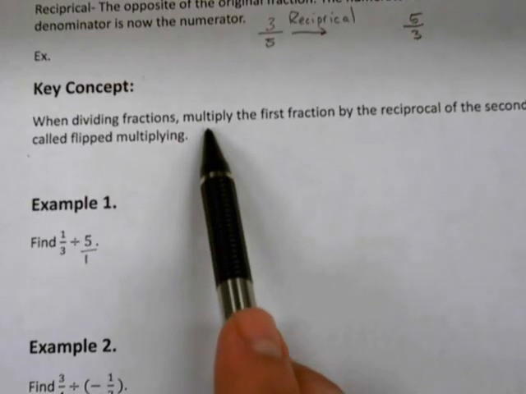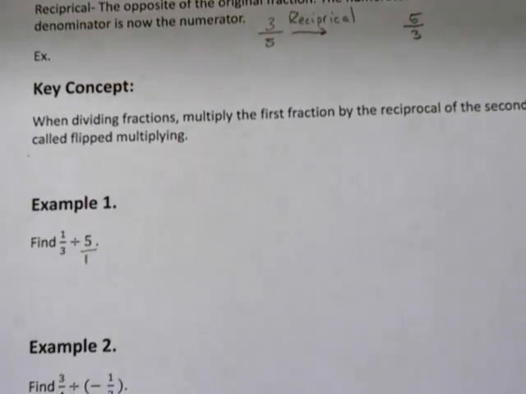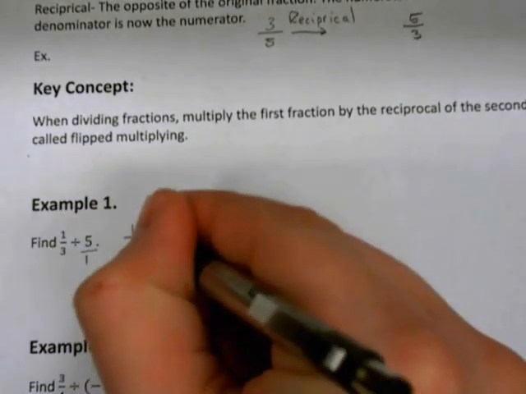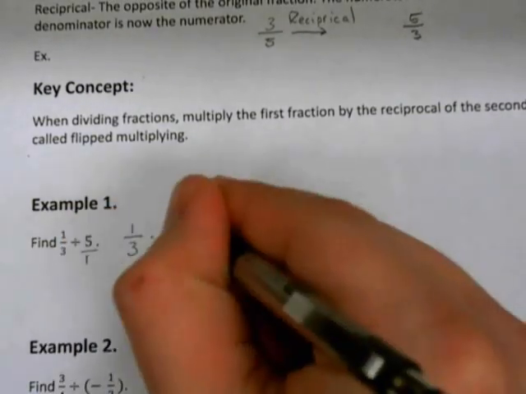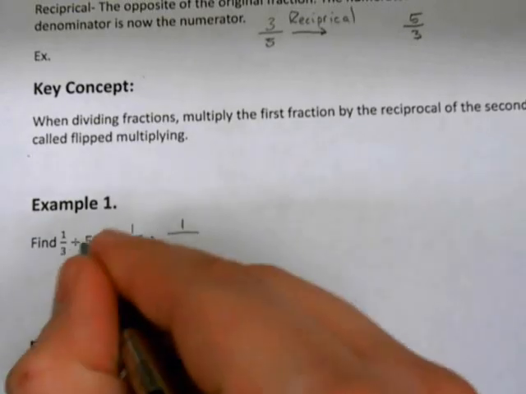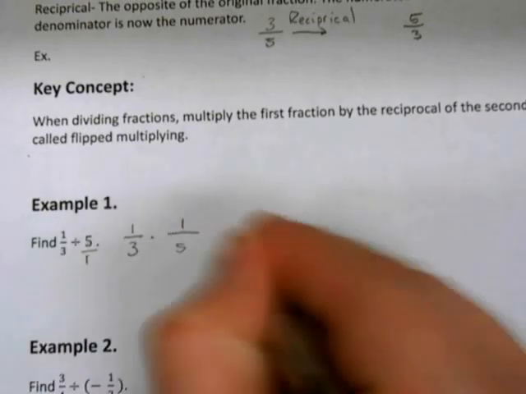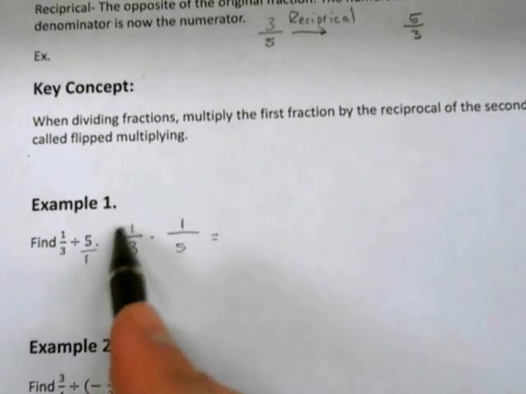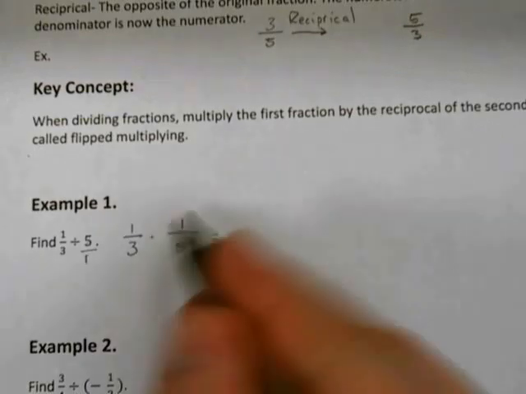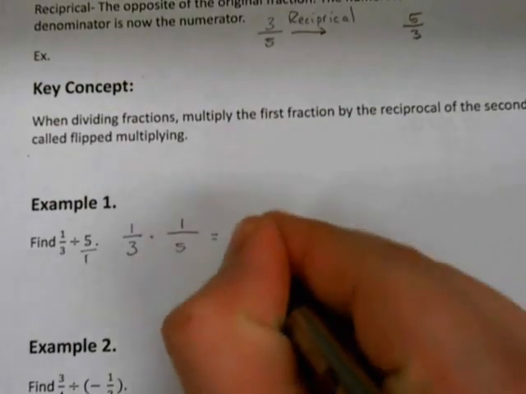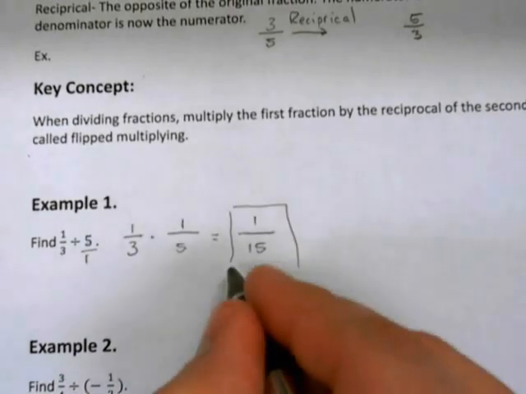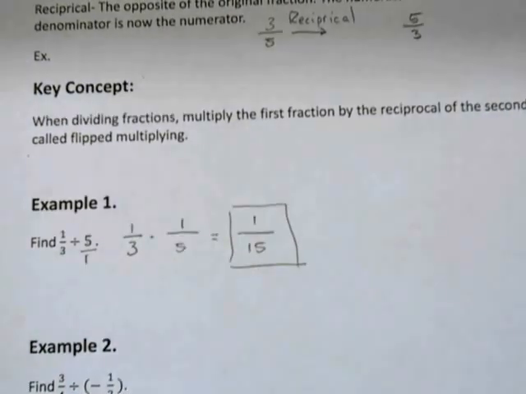And if we read it back up in the key concept, it says to multiply the first fraction, so 1/3, by the reciprocal of the second. So flip these. The denominator was 1, so that's in the numerator, and the numerator was 5, so that's now in the denominator. And if we do that, we go back to what we learned about multiplying fractions, and we just multiply these through, and we get 1/15. So 1/3 divided by 5 is 1/15.